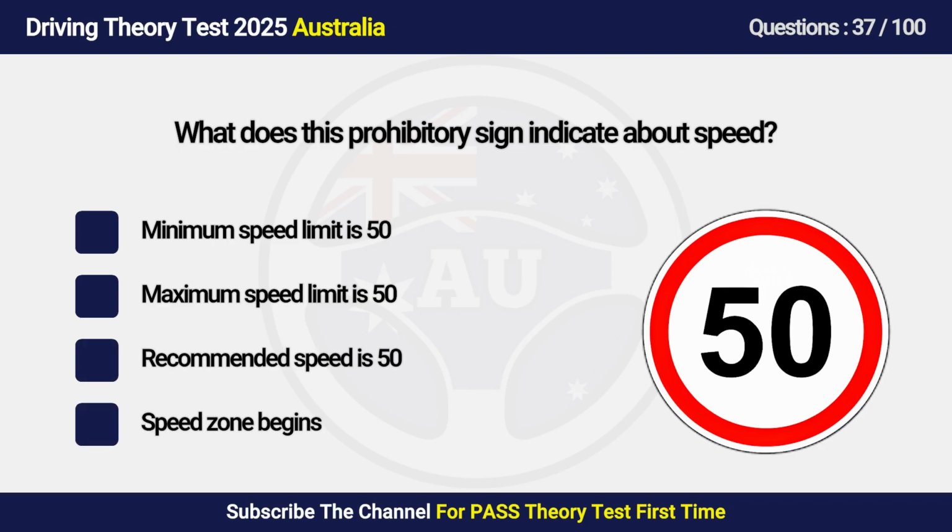A. Minimum speed limit is 50. B. Maximum speed limit is 50. C. Recommended speed is 50. D. Speed zone begins.